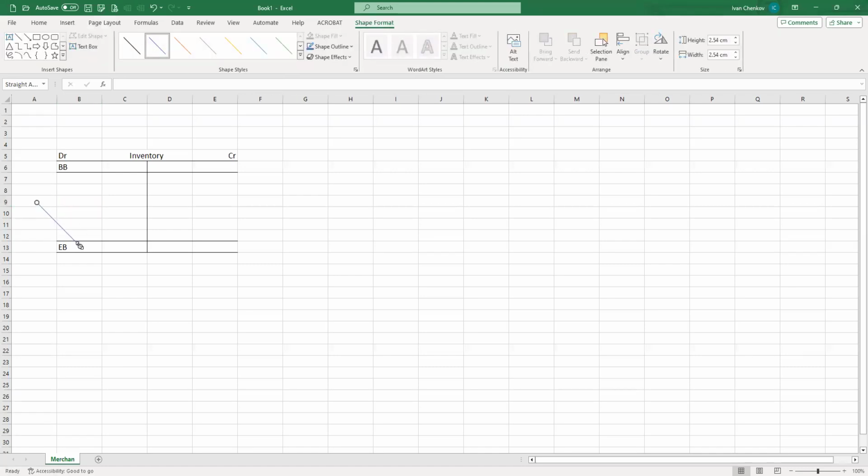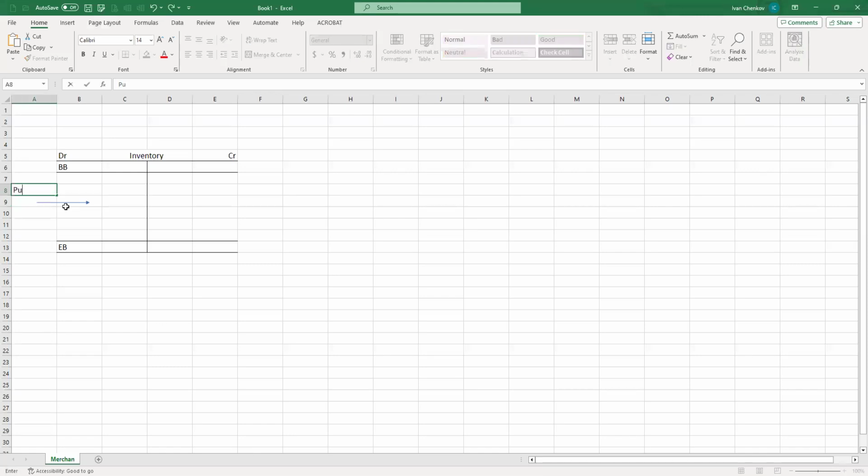Let's purchase something. We're going to purchase, right? Once we purchase, we're going to have inventory. Once we have the inventory, now we can sell it, correct? Because if I don't have it, I cannot sell it. Once I sell it, that will become cost of goods sold, right?